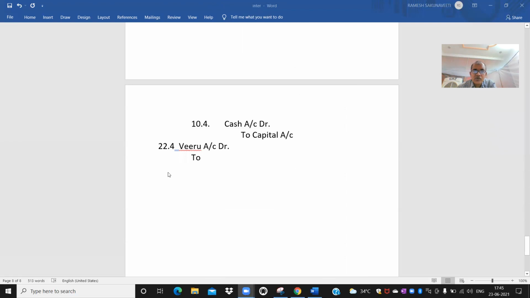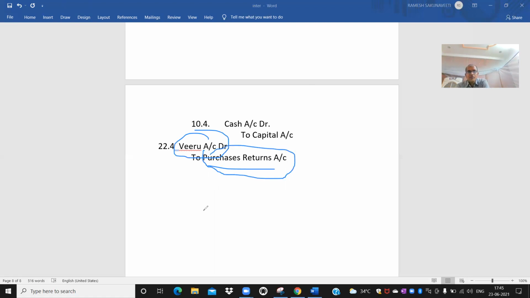See, when you are purchasing, you are mentioning purchase account debit. When you are returning, what you have to mention is the purchases returns account. Okay, sir. I mentioned in one table, no, purchase is always debit. Purchases returns is credit. Sales is always credit, but sales returns is debit. Did you understand? So when you purchased from Viru, you gave him credit. But when you return to him, you have to debit his account with purchases returns account. Okay. Is it clear? Yes, sir.